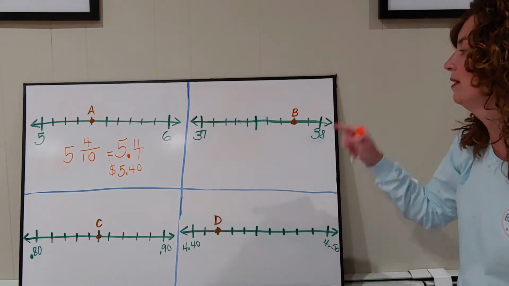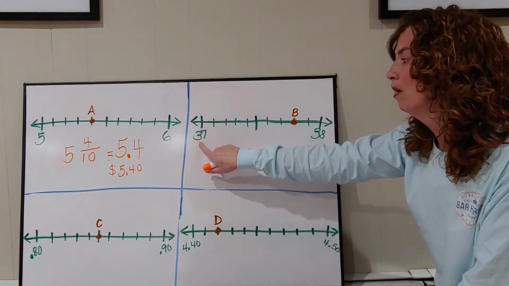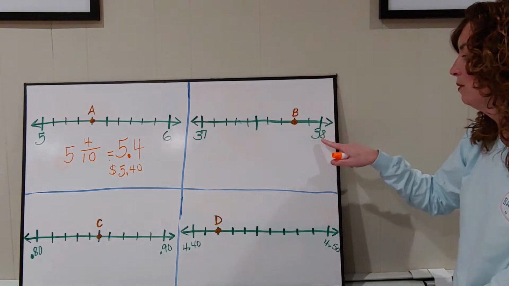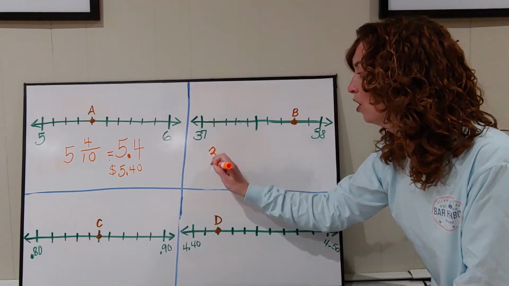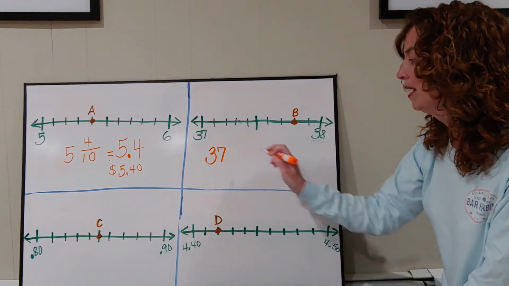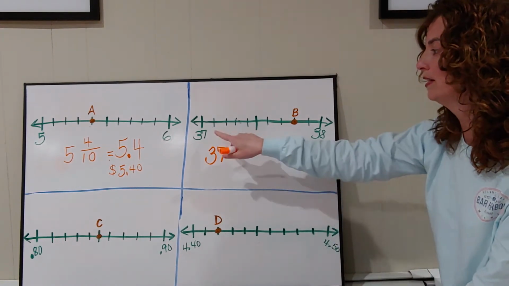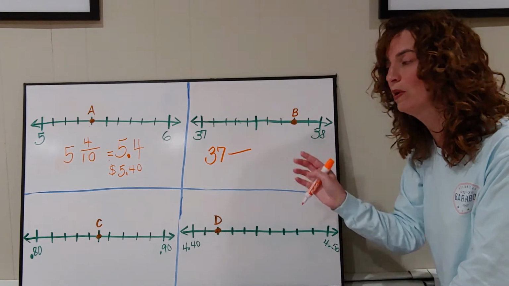All right, let's look at our next number line. We have our whole number is 37, and it goes up to 38. So we're going to count. So we know our answer is going to start with a 37, right? And then we're going to do our fraction first. So let's count our spaces to see how many spaces we have all together.